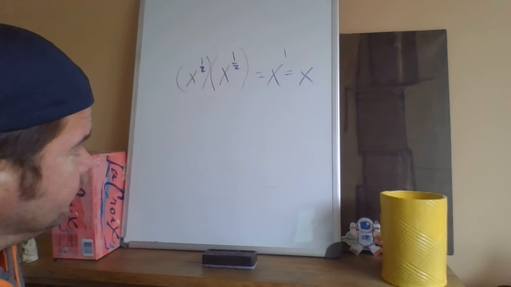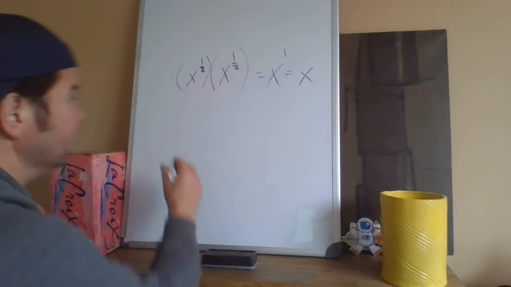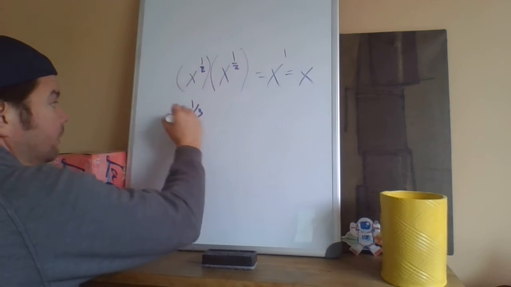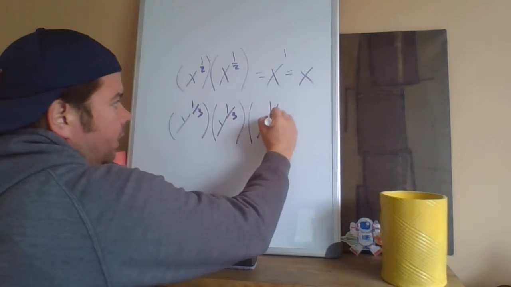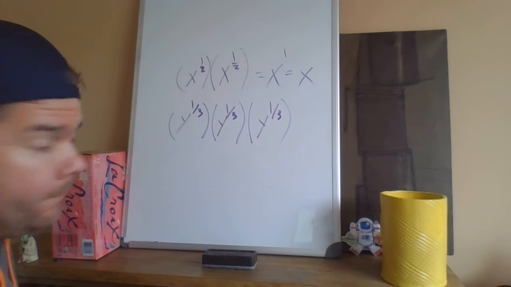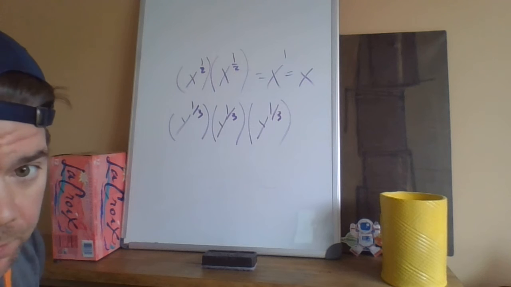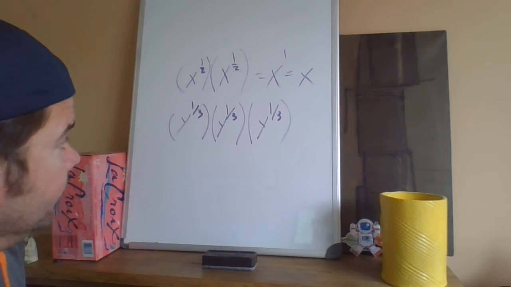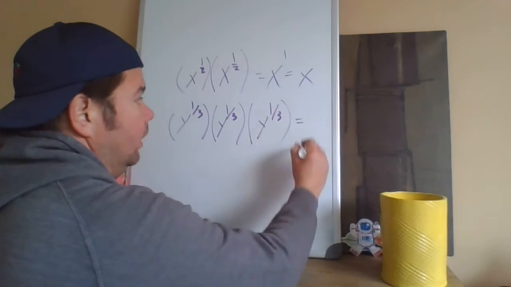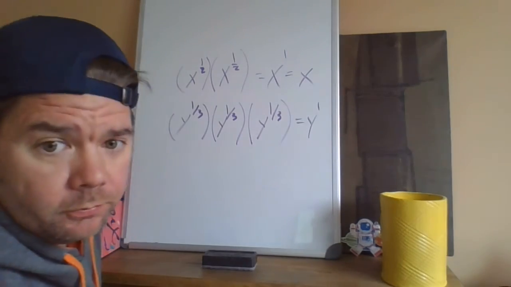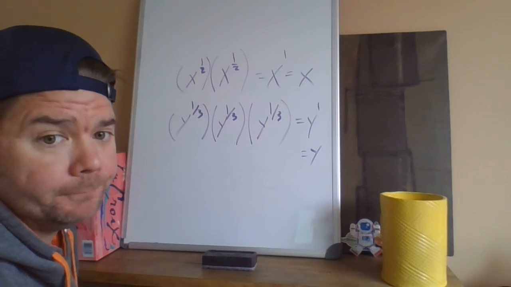I mean, I don't even know what x to the 1/3 necessarily means, but if I have y to the 1/3 times y to the 1/3 times y to the 1/3, well, I don't have to really even know what it means to say y to the 1/3. All the bases are the same, so I just have to add the exponents. 1/3 plus 1/3 plus 1/3 equals y to the 1st, or low-key, just y, right?